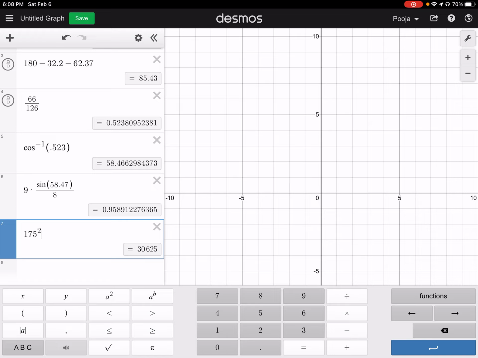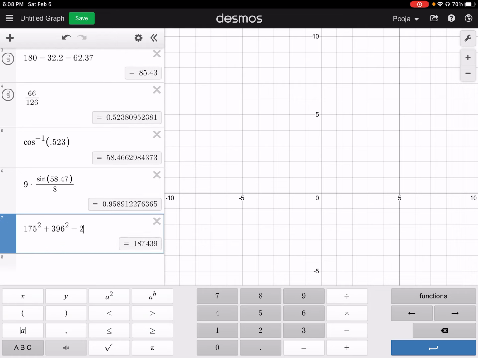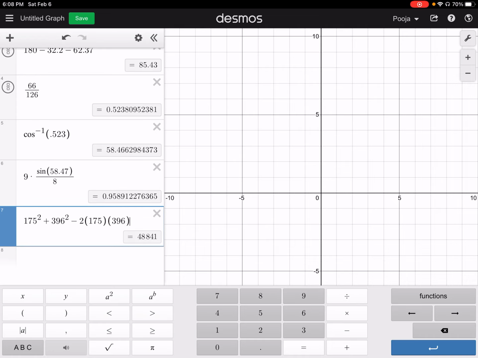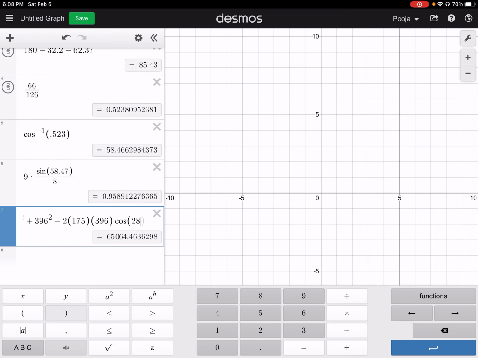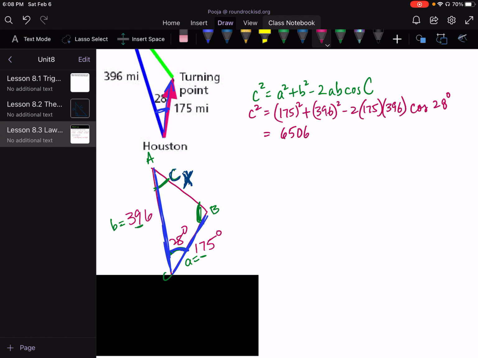Plus 396 squared minus 2 times 175 times 396 times cosine of that angle, which was 28 degrees. And you see that? It's 65064.46. And again, that is not C, that is square of C.